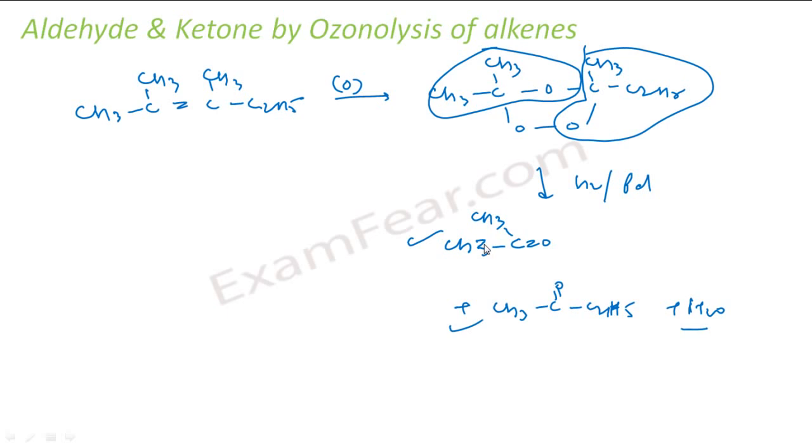So it all depends on the number of alpha hydrogen. If you have 0 alpha hydrogen, you get both ketones. 1 alpha hydrogen, 1 ketone, 1 aldehyde. 2 alpha hydrogen, both as aldehyde. Correct. This is the method of aldehydes and ketone preparation by ozonolysis of alkenes.